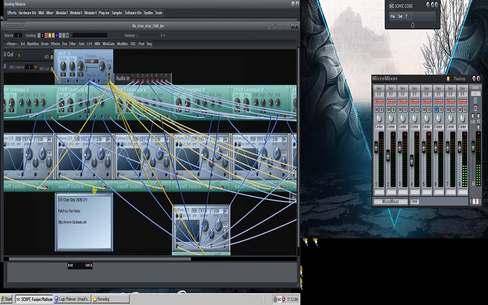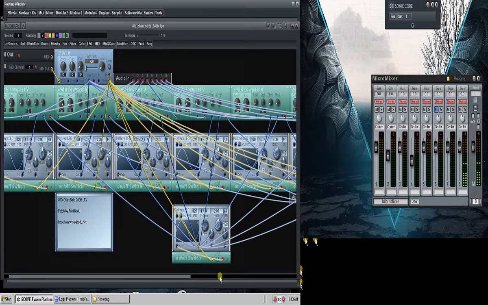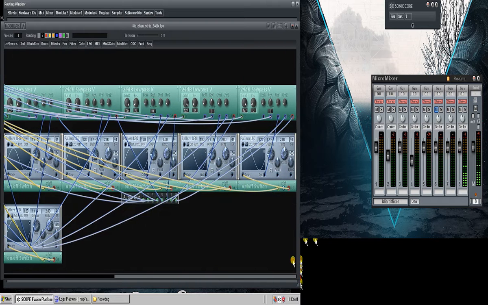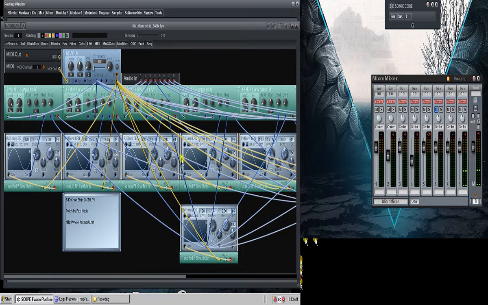So this one, I see already a mistake. This one's not connected. So again, 8 of the same. The big mess of wires is just because everything is the same, copy-pasted. And what we have here is just 8 low pass filters.